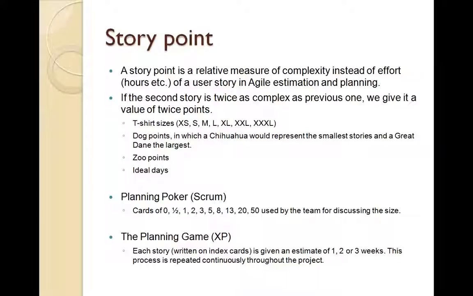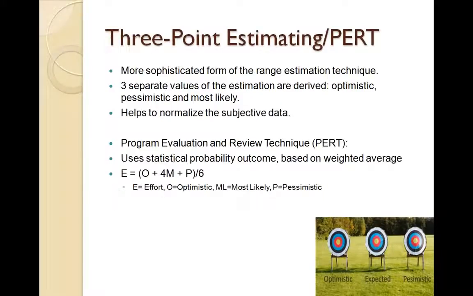Another estimation technique is called 3-point estimating or the PERT technique. It uses 3 separate values for estimation, and they are derived from optimistic, pessimistic, and most likely values. So we try to get someone's opinion. Okay, what is your opinion about having this project completed? What is an optimistic estimation, or what will be the range? Or if I ask you, what is the most pessimistic number that you will give for completing this particular task or this particular story or requirement?